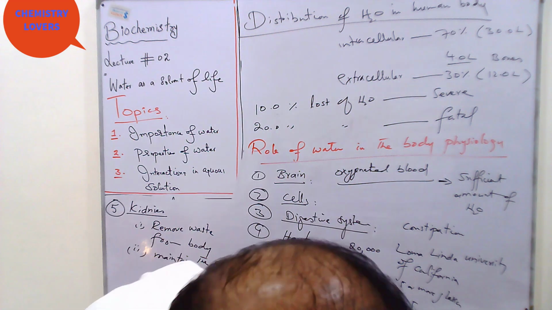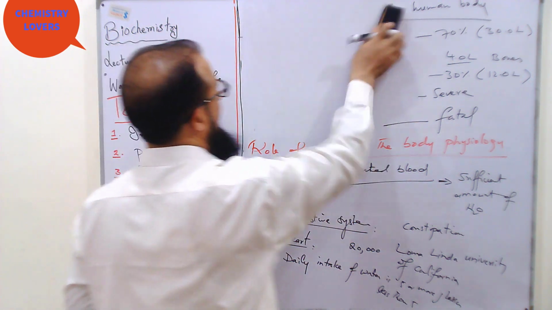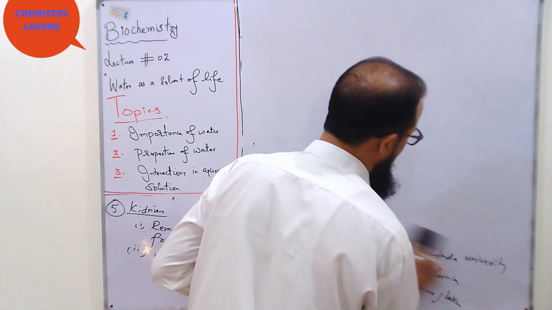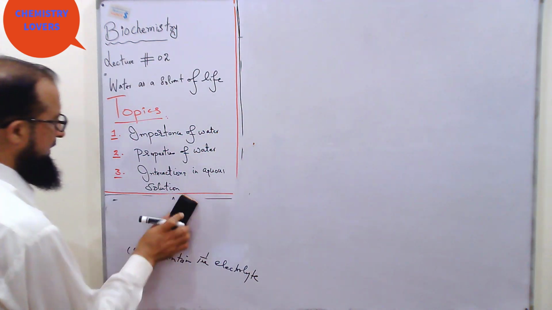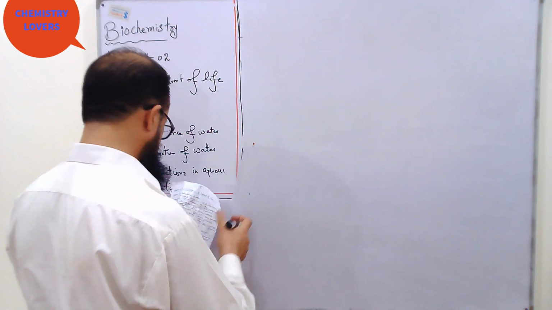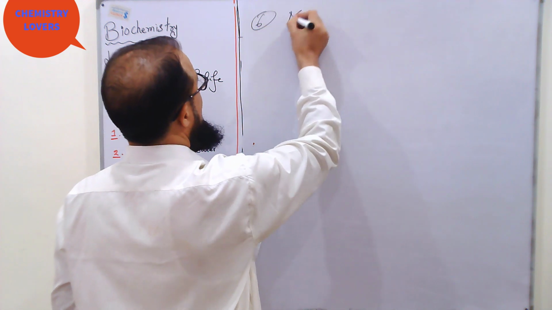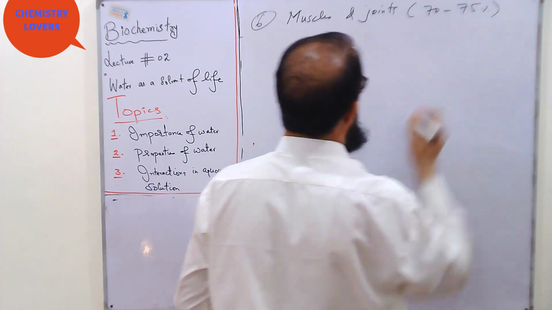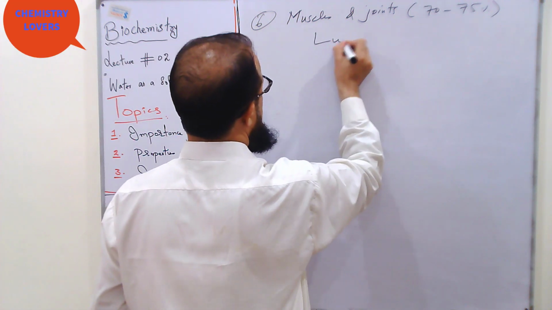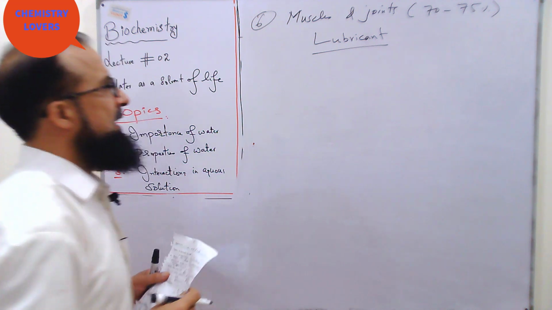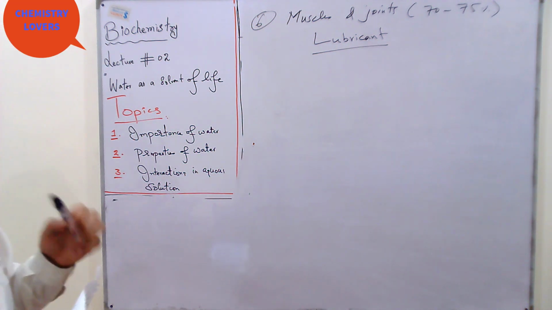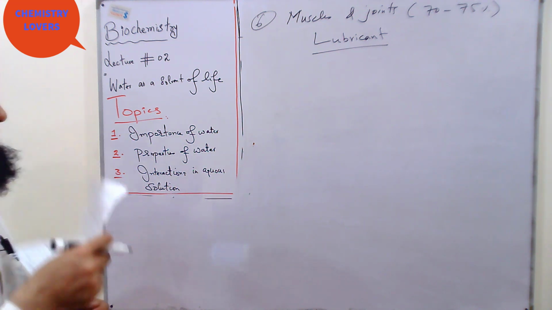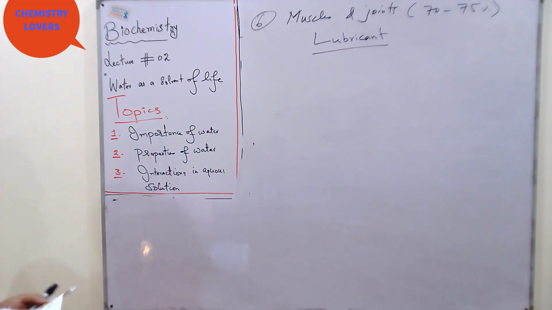Similarly, muscles and joints. Muscles and joints also have a vital role in our body. We can walk, we can move, and we can perform different functions with the help of muscles and joints. And muscles and joints are composed of about 70 to 75% water. In this situation, water acts as a lubricant. So water is a lubricant for muscles and joints. So more intake of water can make the muscles and joints work properly. But in the absence of a sufficient amount of water, the muscles and joints have a lot of pains and problems.